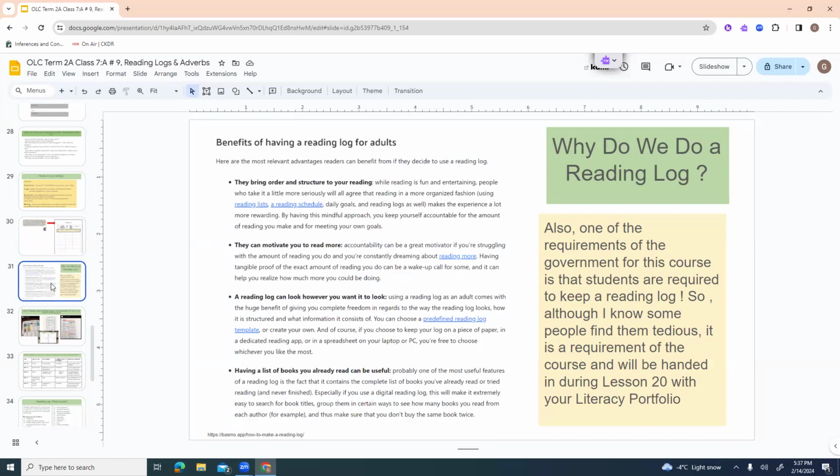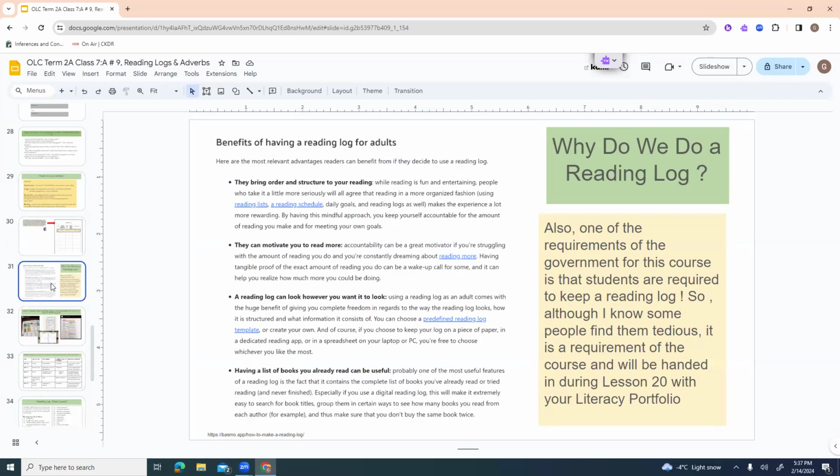Yep. Talked about that. Benefits of having a reading log for adults. So this isn't just, sometimes people associate this as being just a school thing that we're doing because we're in school, but actually there are also people who keep reading logs just for their own purposes. And here are some of the reasons why.